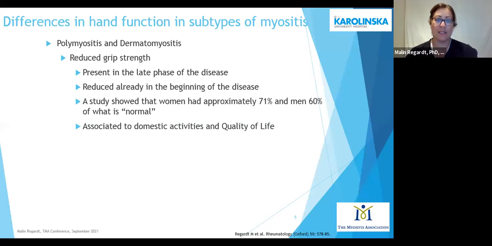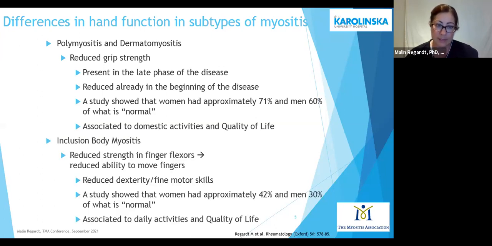What we have seen is that in poly and dermatomyositis, the grip strength is reduced. We have seen that it's reduced in the late phase of the disease, but it's also already reduced in the beginning. In a study, we could see that women had approximately 71% of what is normal and men about 60%. And this reduced grip strength affected the domestic activities and quality of life.